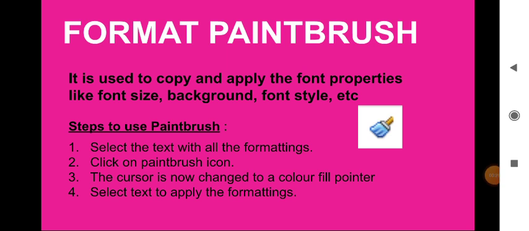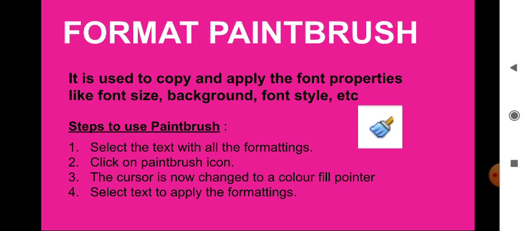Format paintbrush. So why do we use format paintbrush in OpenOffice Writer? It is used to copy and apply the font properties like font size, background, font style, etc. So the format paintbrush tool, we use it to copy formatting from a text selection in Writer or from an object and apply the formatting to another text selection or object.